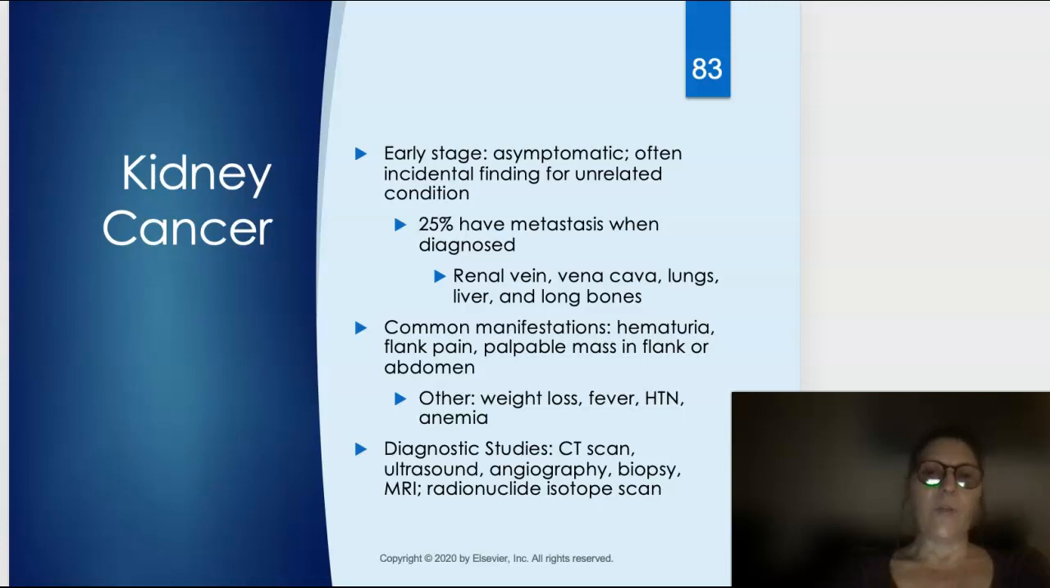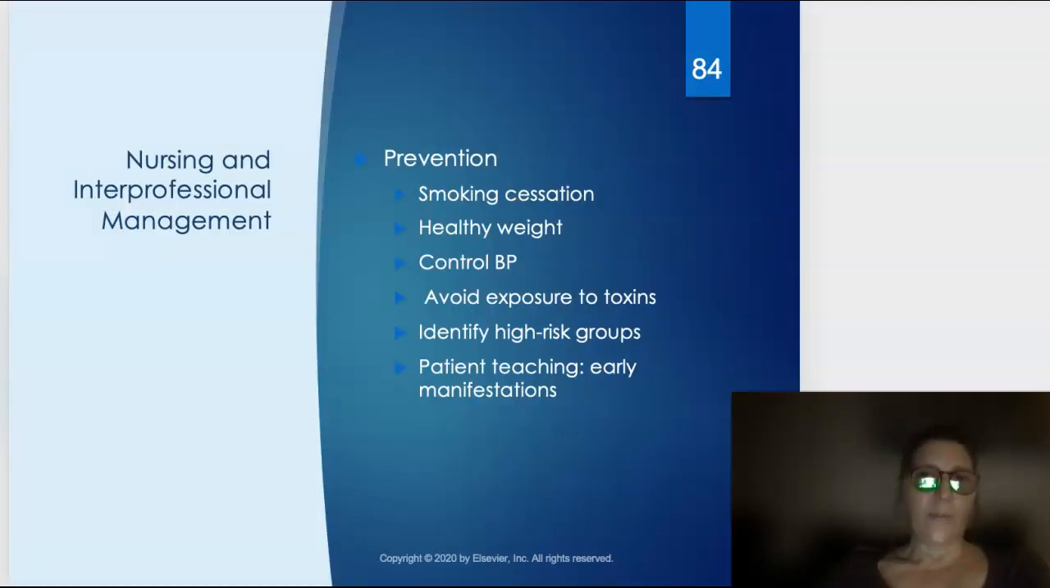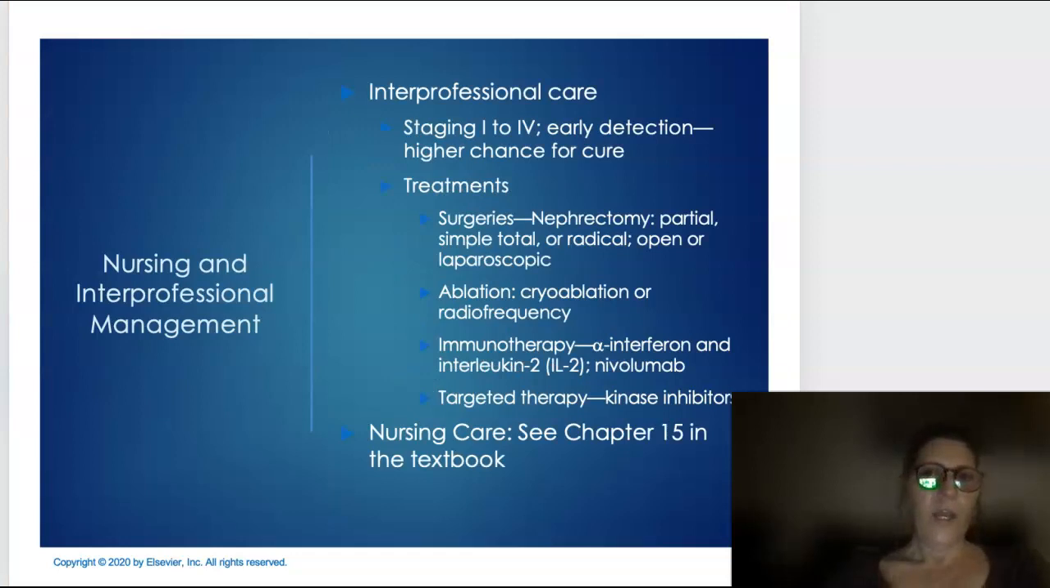For diagnosis, we're going to do a scan, CT scan, ultrasound, angiography. We're going to biopsy, get an MRI, and possibly a radionuclide isotope scan. We want to encourage people to stop smoking, keep their weight under control, control their blood pressure, avoid exposure to toxins, identify high-risk groups, and patient teaching about early manifestations. It's going to be staged. We want early detection for a higher chance for cure. So people need to report their symptoms. Surgery would be a nephrectomy, either partial, simple, total, or radical, open or laparoscopic. There could be an ablation, could be immunotherapy, targeted therapy with kinase inhibitors, so all sorts of things.